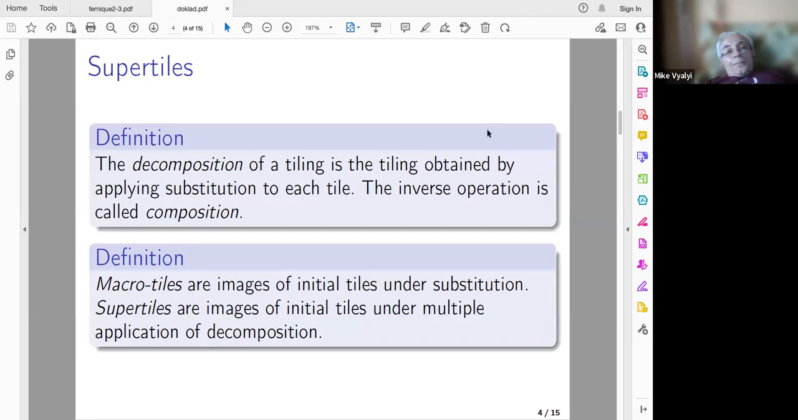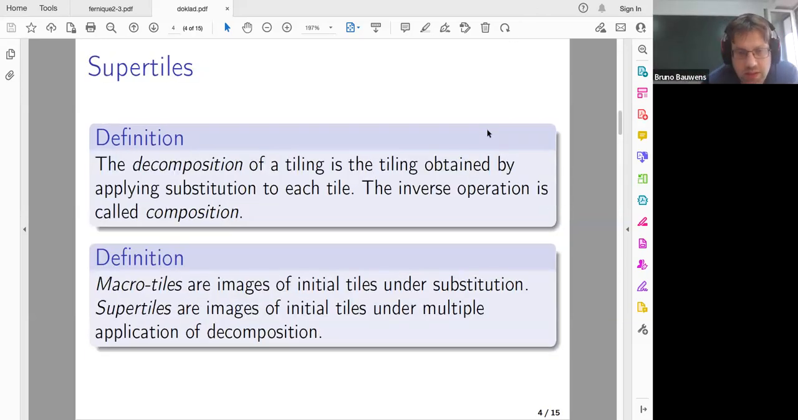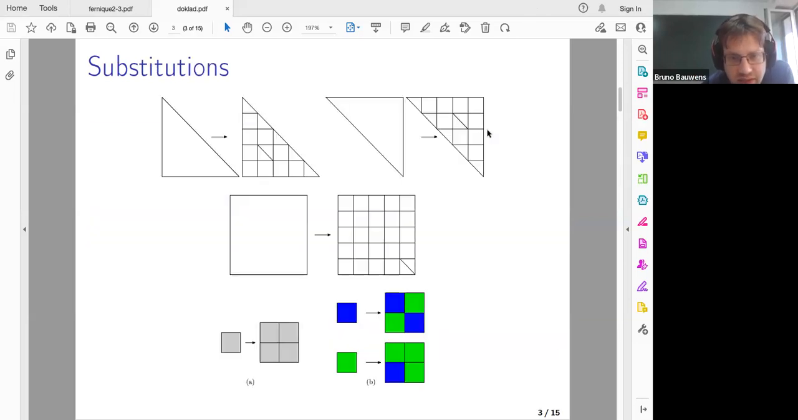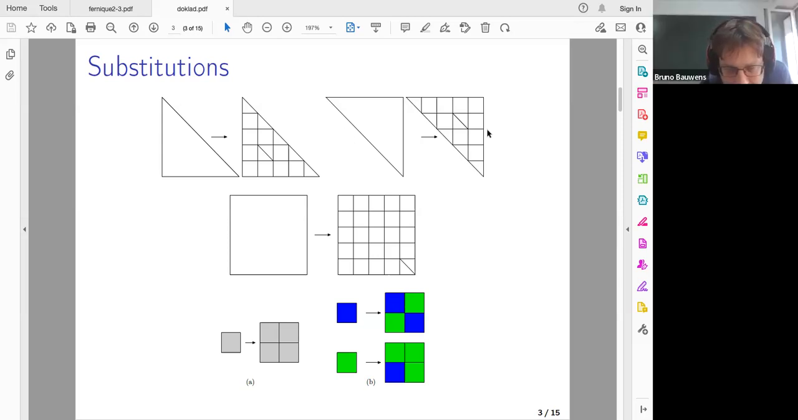Yes. Okay. I have a question. In the previous slide, you gave some examples. Are these open or closed tiles, the green and blue? Let's say closed. Closed, but then they don't have the same border in the big tile.